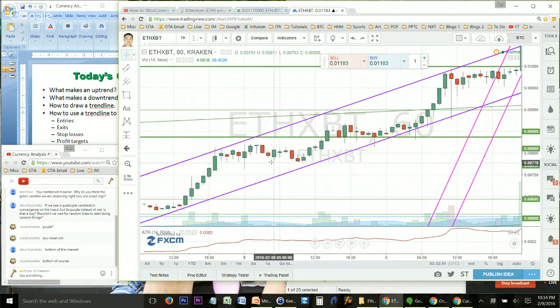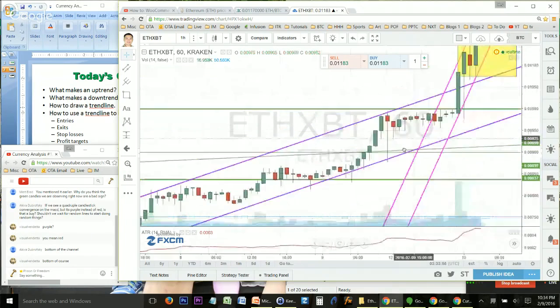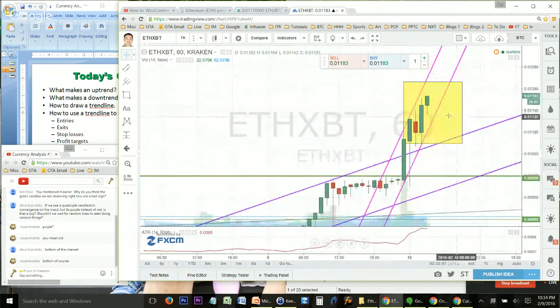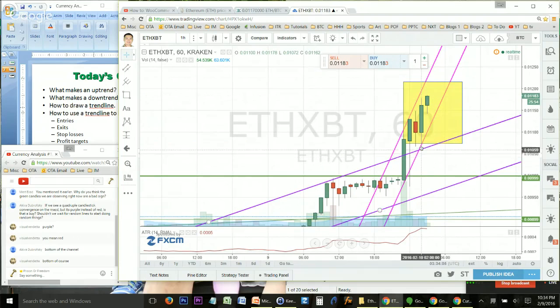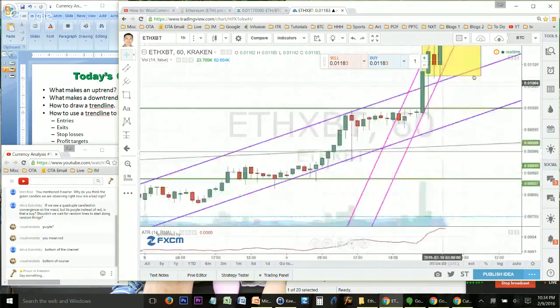Bottom of the channel. Exactly. Bottom, of course. That's right. So if we come up here, guys, look at that. It's near the top of this pink channel, right? So getting in here would be an extremely risky trade because your stop loss is still going to be outside that channel. You guys see that?